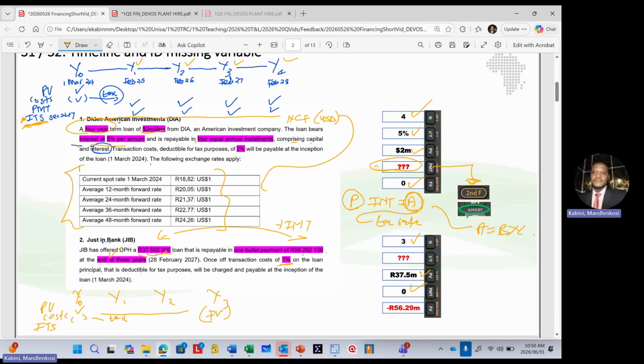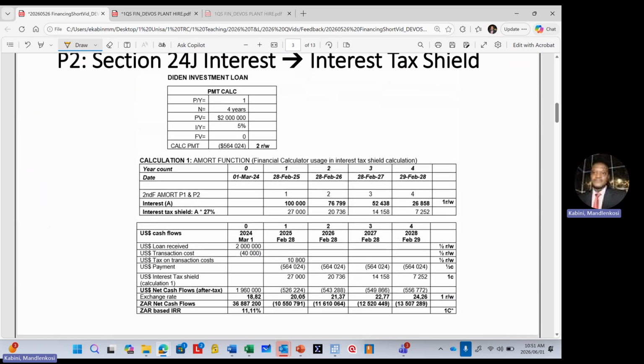We know nothing gets paid throughout, but we do get the interest tax shield because that's how Section 24J works. We know the future value that needs to be paid, which is the principal plus the capitalized interest over time. So what we do not have is the loan rate, which we then need to calculate. Okay. And then from there, we invoke that Section 24J second function amort, similar to what we've done with loan 1. So let's look at how it has been done.